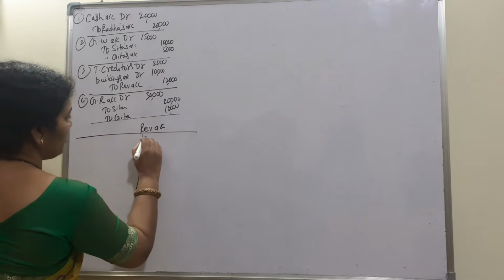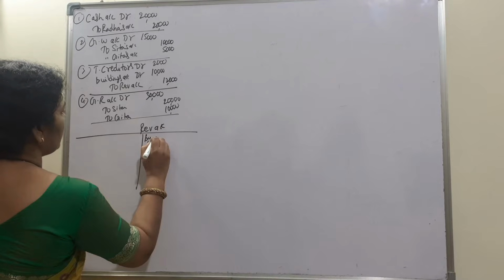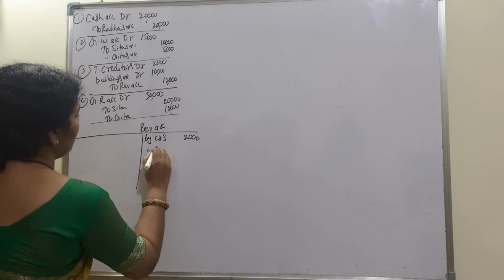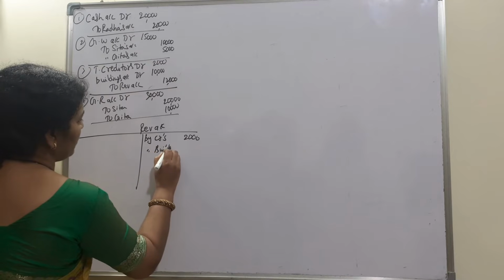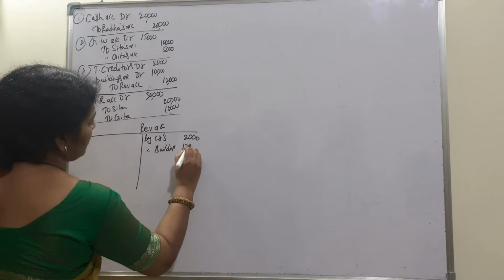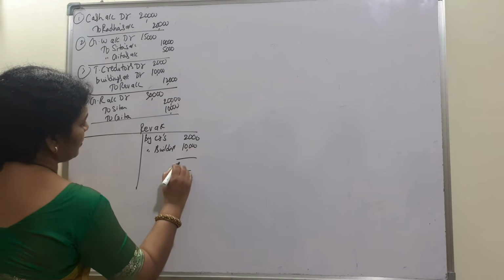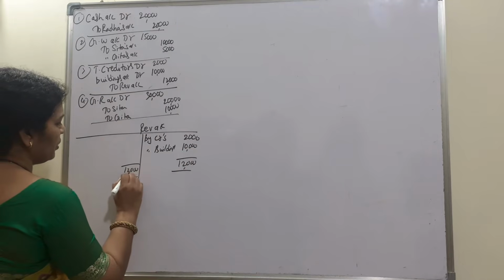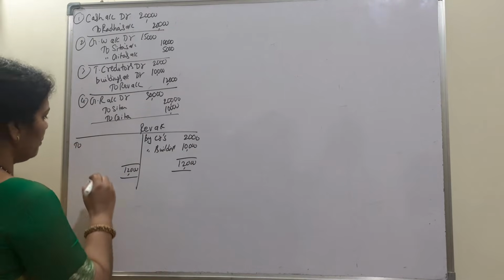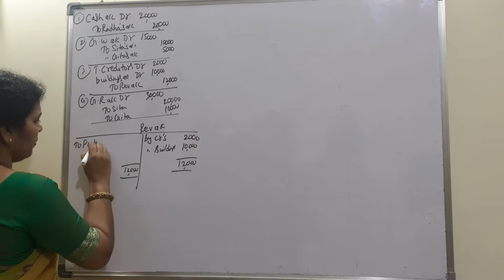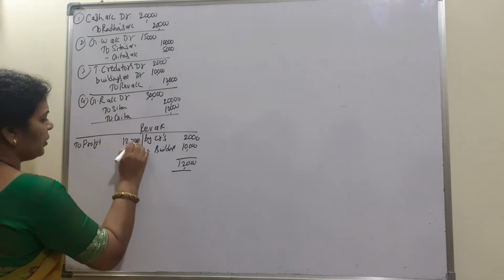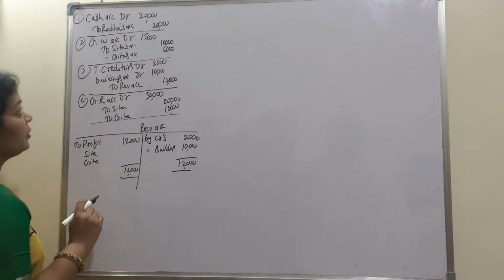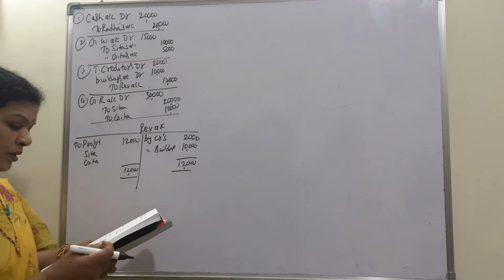We have both the items on the credit side only. By creditors 2,000, by buildings 10,000. So 12,000. This 12,000 is profit. Profit of 12,000 is given to Sita and Geeta in the ratio of 2:1.